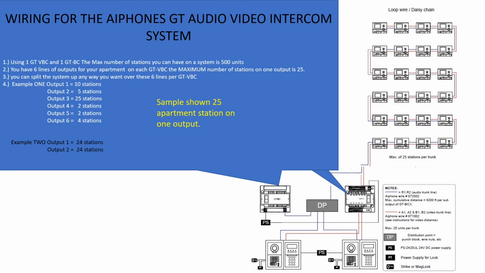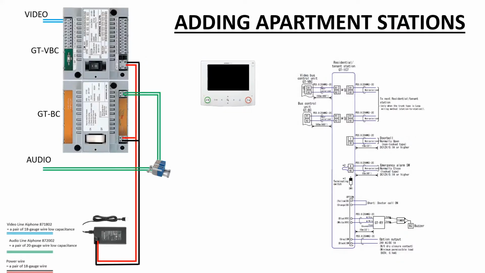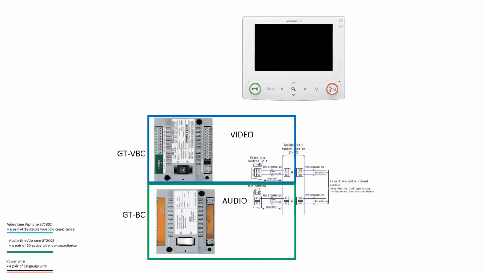Now we'll start adding our apartment stations. The first method we're going to concentrate on is the loop method. On the right-hand side, you'll see a schematic of our loop wiring diagram. We'll go over this in detail by each terminal connection. First, let's take a look at the connectors on the back of the tenant stations. We're going to concentrate on the most important ones: B1 and B2 for your video trunk, R1 and R2 for your audio trunk.